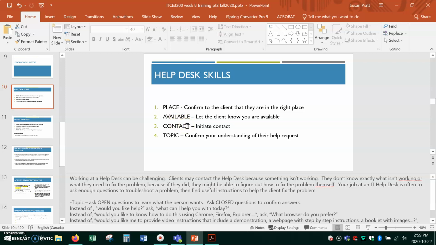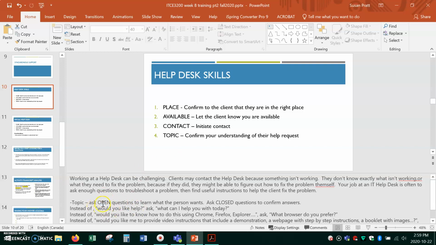You initiate contact, so they might say hi, and you don't just keep looking at your computer. You smile and you say, hi, how are you today? And what can I help you with? And then you conduct some kind of an interview so that you confirm that you understand exactly what they want, the format that they want, how the resource is going to be used to help them, what they've already done. So you're not wasting their time, okay? And you provide the best answer possible.